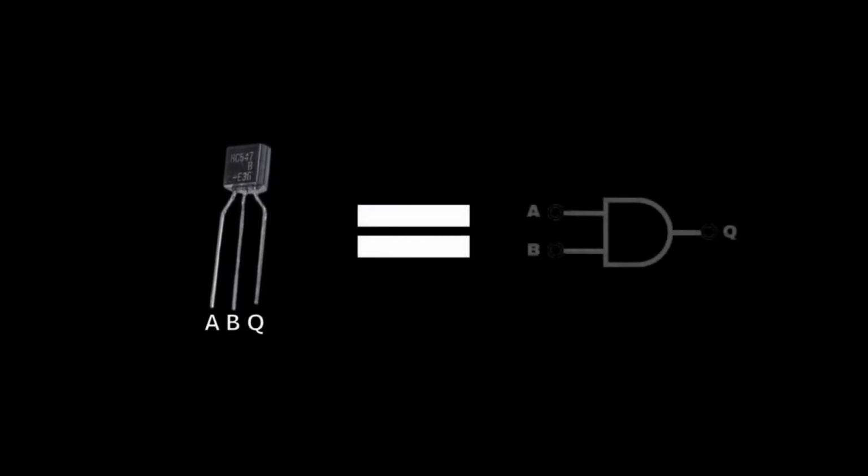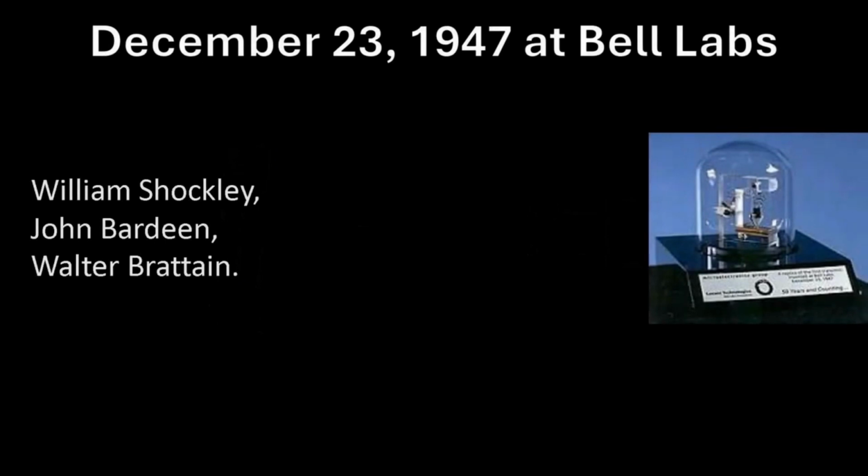So it basically is an AND gate. It has the same behavior as an AND gate. Basically 2 inputs to be on, then the output is on. The transistor was made on 23rd December of 1947 at Bell Labs by William Shockley, John Bardeen, and Walter Brattain, and it looked like this. Compared to the current transistors used in processors, it's fucking enormous.